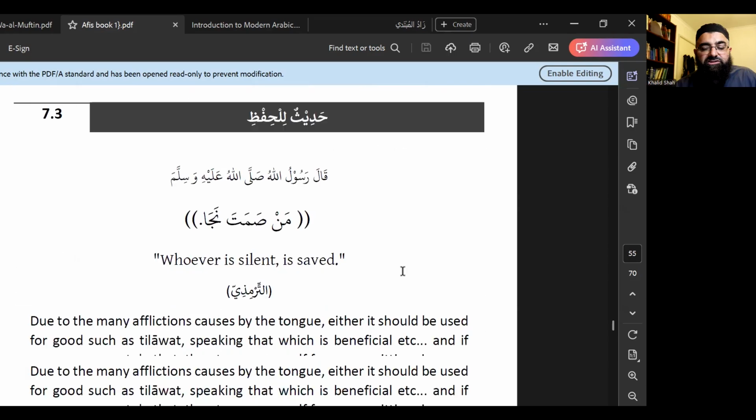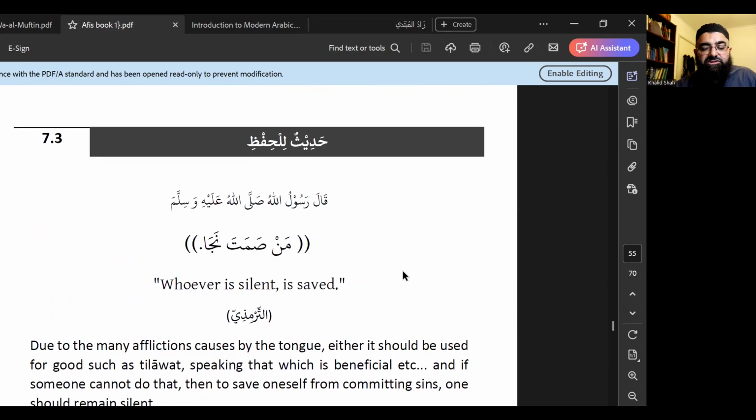All right. Hadith for memorization. Man samata naja. Whoever samata, is silent or remains silent, past tense. Man samata naja, the one who keeps quiet. Naja is also past tense; they're both past tense. Samata naja: whoever was silent was saved. But it translates as whoever is silent is saved.